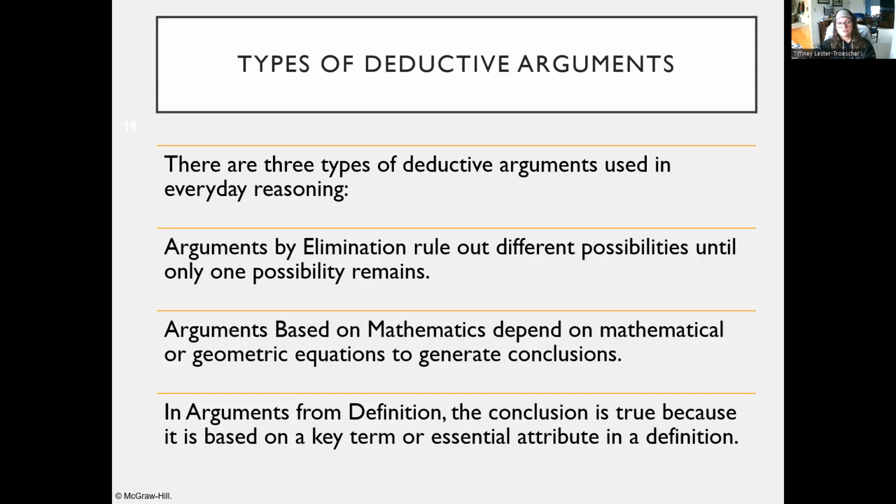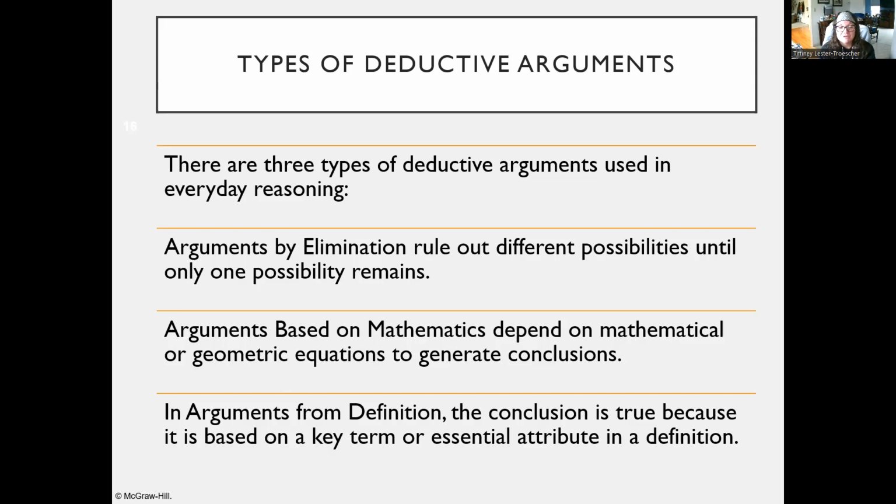First and foremost, arguments by elimination. These types of deductive arguments rule out different possibilities until only one possibility remains. That's definitely along the lines of our Sherlock Holmes kind of reasoning skills. We also have arguments based on mathematics, which depend on mathematical or geometric equations to generate conclusions. I don't really want to get into detail on those.